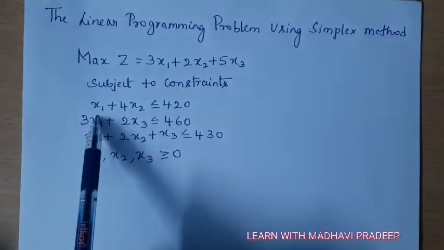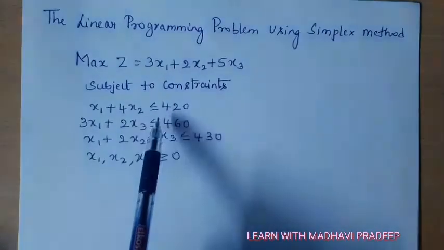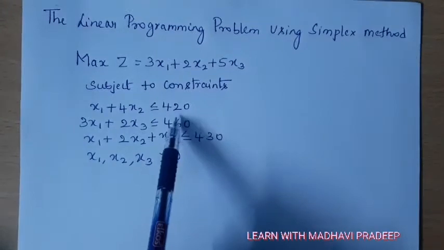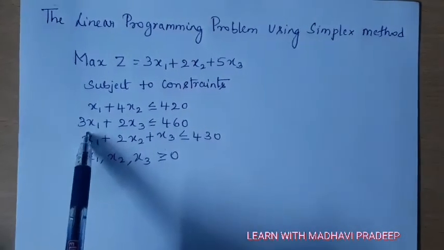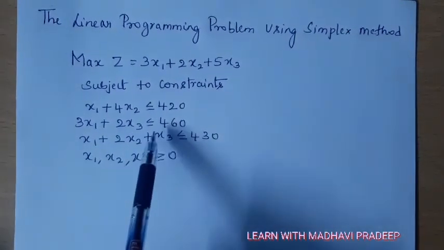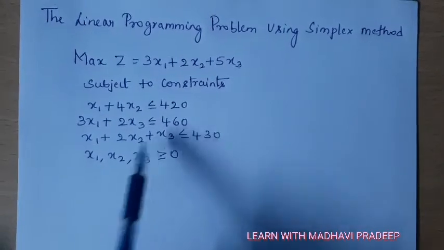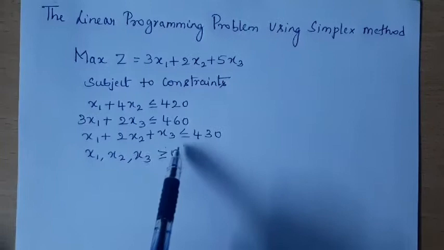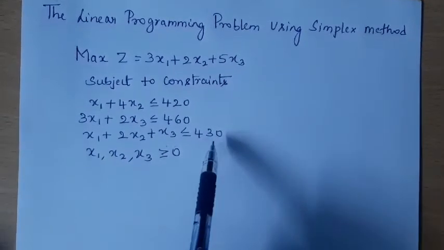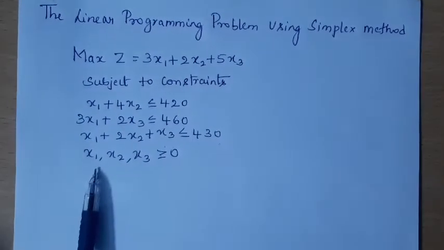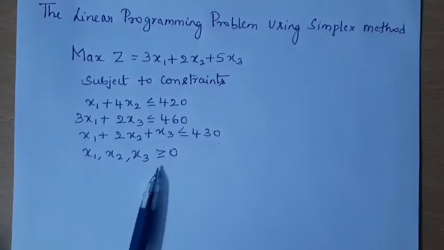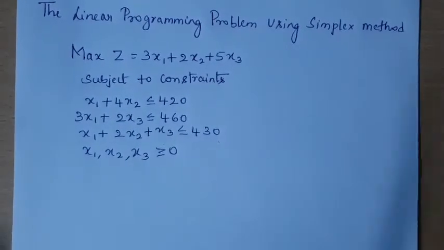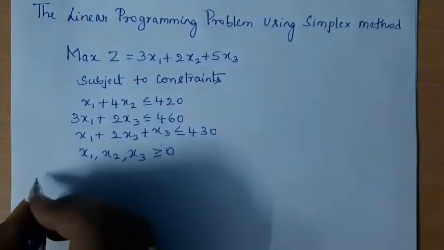The first constraint is x1 plus 4x2 less than or equal to 420, and second constraint 3x1 plus 2x3 less than or equal to 460, and third constraint x1 plus 2x2 plus x3 less than or equal to 430, and condition x1, x2, x3 greater than or equal to 0. Now let us start with the solution.